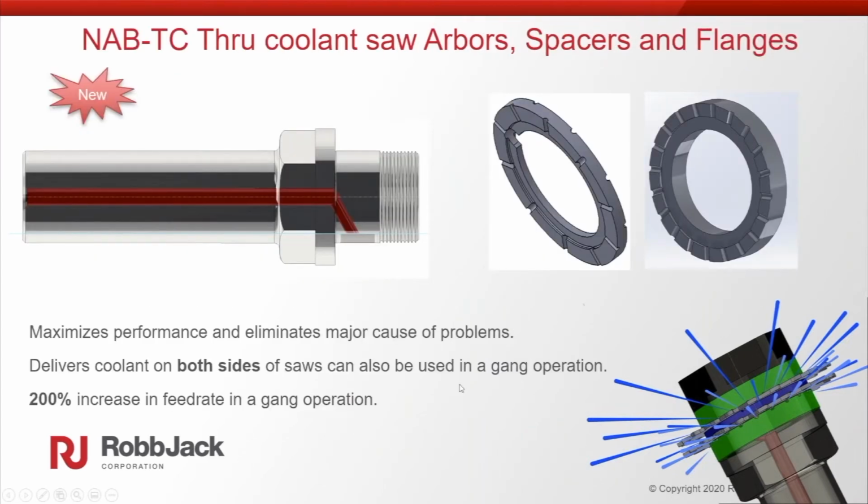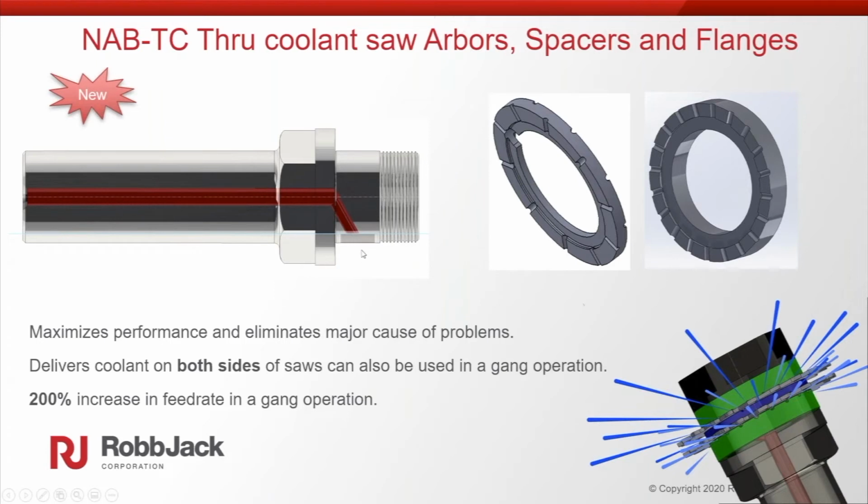For the slitting saws, like we said, it's a challenge to get that coolant on both sides of the saw. So what we have is an arbor with a through coolant and then a channel. If you were just using one saw, you would use two of these flanges, one on the right side of the saw and one on the left, and the coolant would come off on both sides.